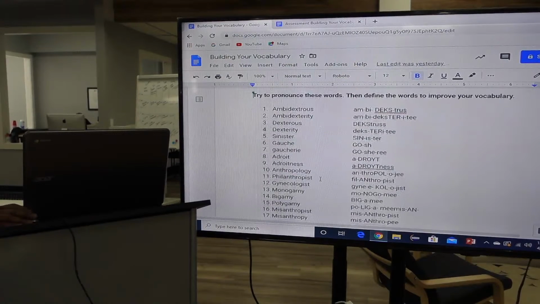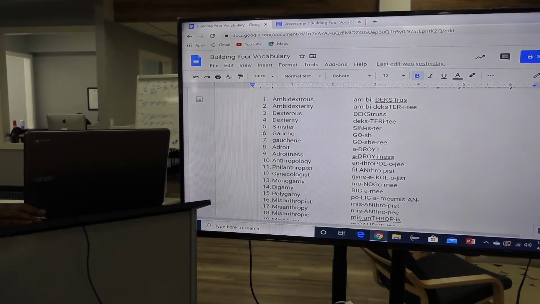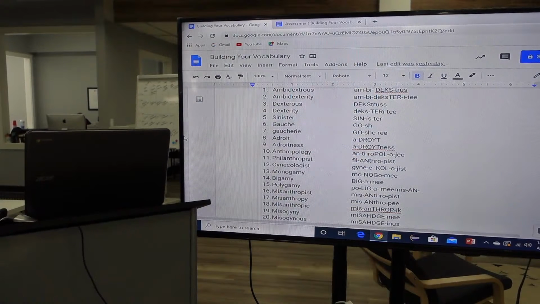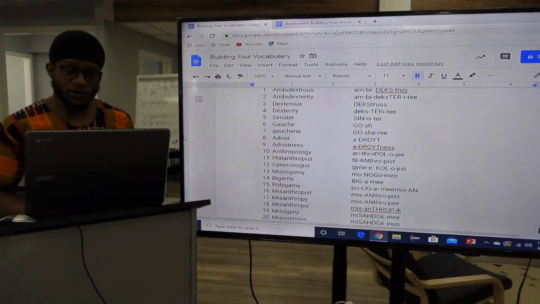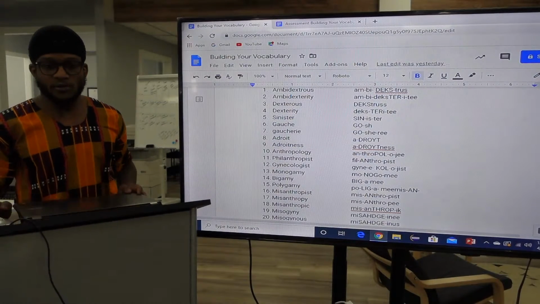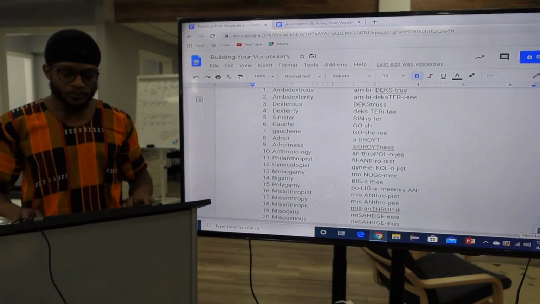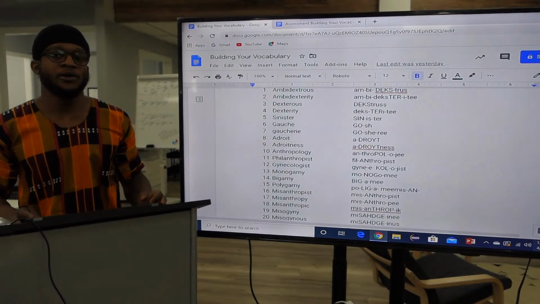All right, so that was the end of this lesson, and here are some words for you. Even if you're at home, you want to screenshot it just to try to pronounce some different words and to improve your vocabulary. And if you want to go even deeper, if you have a big love for words, you will probably even go into defining these words in the dictionary. All right. So that's a lesson on building your vocabulary. Hopefully, some of you start to use these words and improve your vocabulary, your reading, your communication, and building relationships.